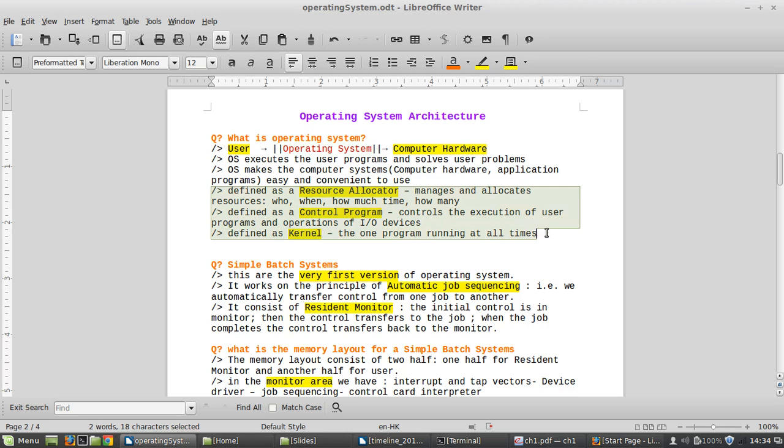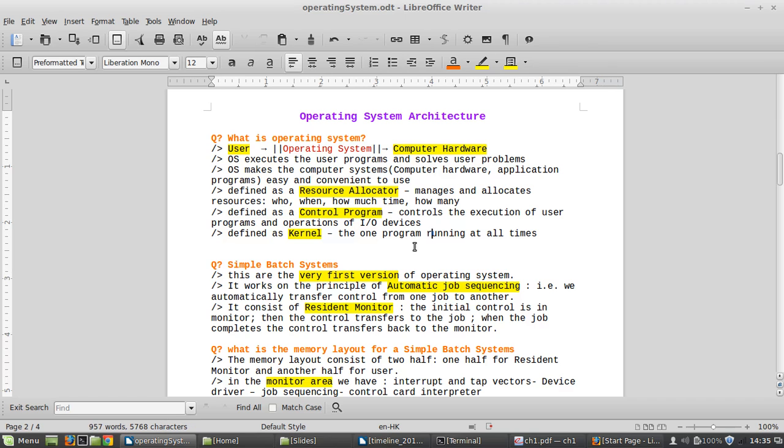There are different kinds of definitions for an operating system. Firstly, we can define it as a resource allocator, because it manages and allocates resources. Who wants the resource, when did they ask for it, how much time will they access it, how many resources must be allocated, the size of the resource, all these actions are performed by the operating system.